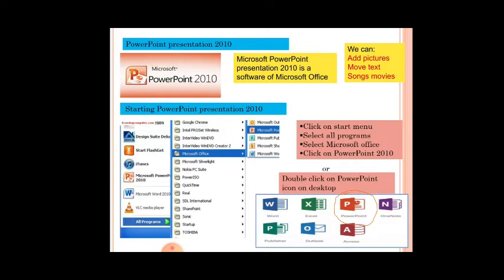Now let us see how to start PowerPoint. Click on the start button on the desktop, then select all programs. There you search for Microsoft Office, and then click on Microsoft PowerPoint. Or else you can double click on the PowerPoint icon, if you have created a shortcut, it will be on the desktop. You can directly click on it, no need to go through the menu.